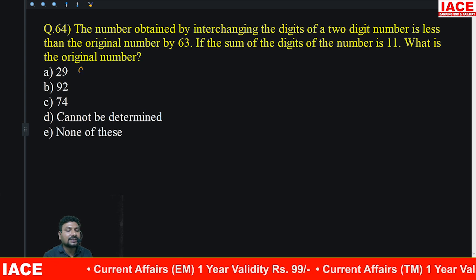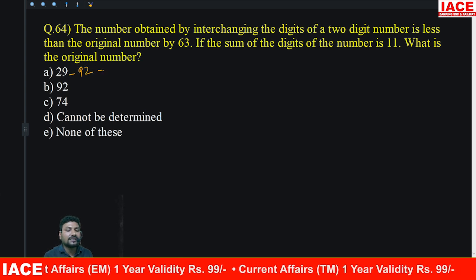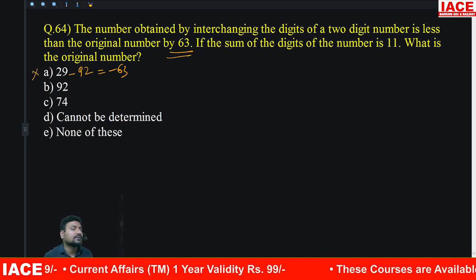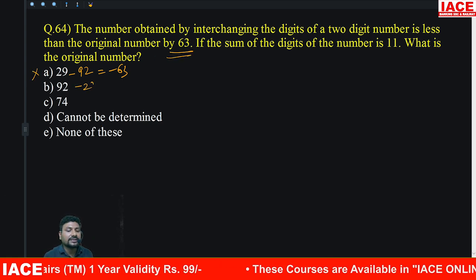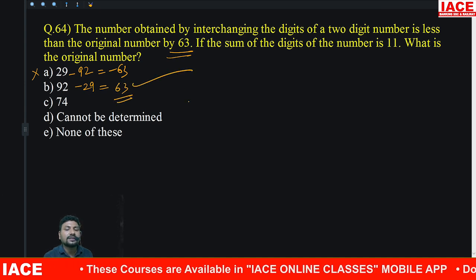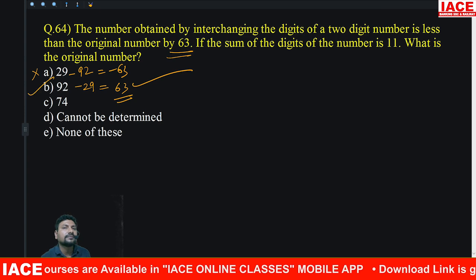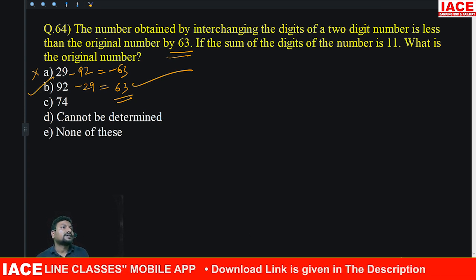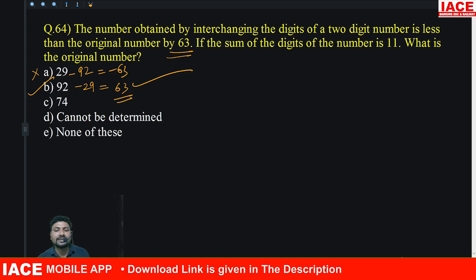The number obtained by interchanging the digits of a 2-digit number is less than the original number by 63. 29 interchanged, it is how much? 92. Difference is how much? Minus 63. I need only 63. This is wrong. And 92 interchanged it is a 29. 92 to 29 difference is how much? 63. Right. That is option B. Interchange it and make the difference, you will get 63.